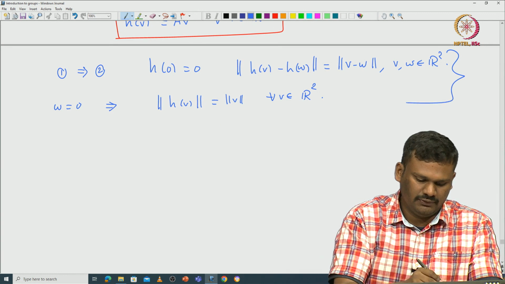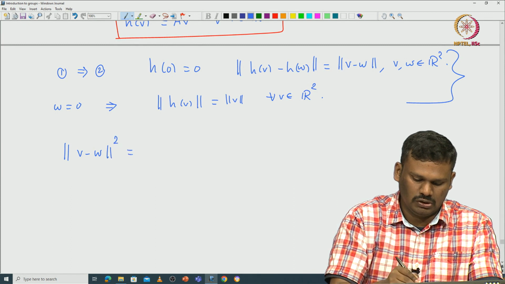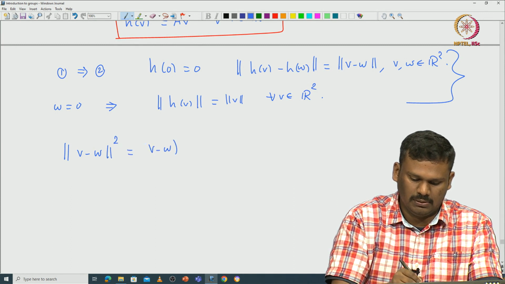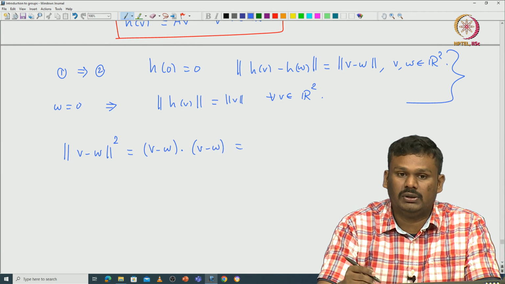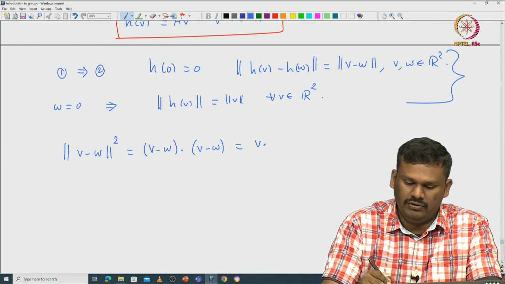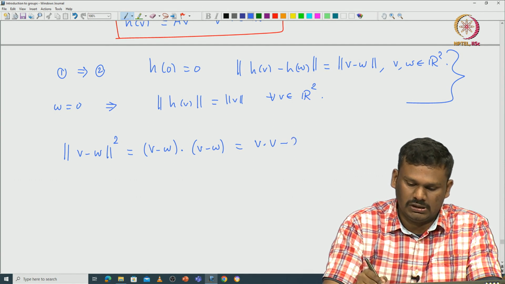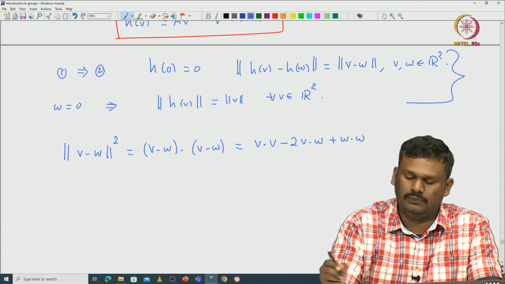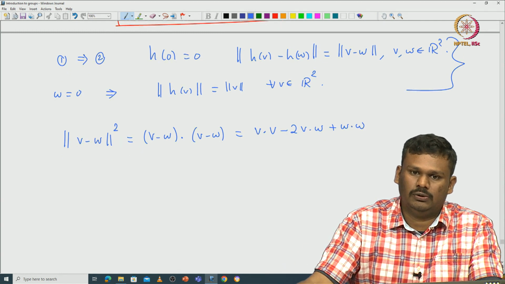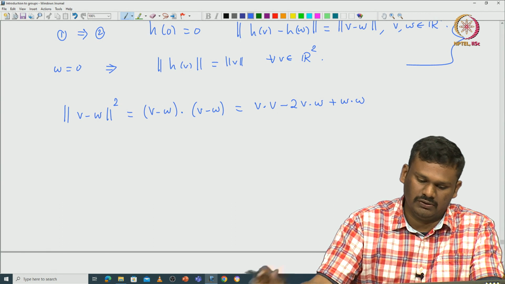So, what do we get? We get norm of V minus W squared, which is equal to the inner product V minus W dot V minus W. If you work it out, you can see that this is exactly V dot V minus 2 V dot W plus W dot W. Okay. V dot W is the same as W dot V. So, that is what you are getting.